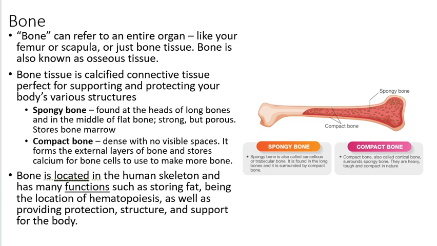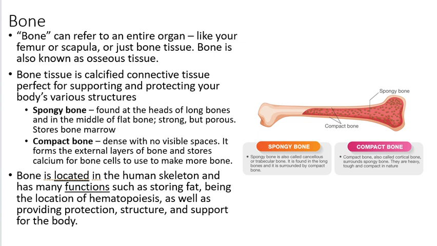The reason we talk about cartilage right before talking about bone is that a lot of bone at one point was cartilage. So it does have some similarities in structure. It's still going to have cells stuck in cup-like structures called lacunae. But bone has calcified connective tissue, so it's better for supporting and protecting your body's various structures, especially because it has two types. A very strong spongy bone is found at the heads of long bones and in the middle of flat bones, but it's porous. It can store bone marrow, but its curved structures provide a lot of strength.